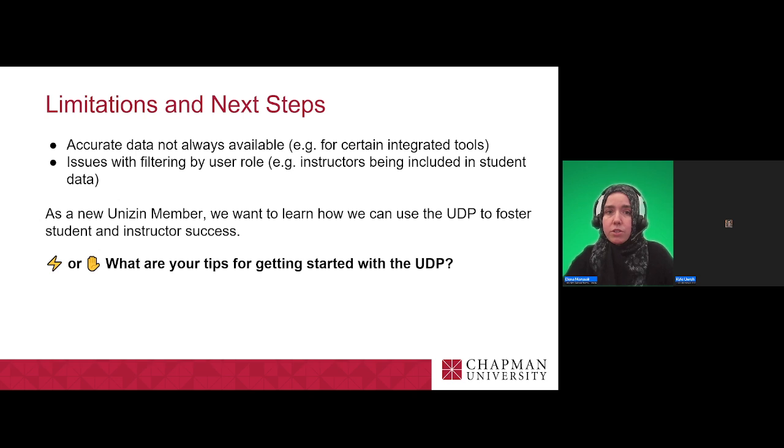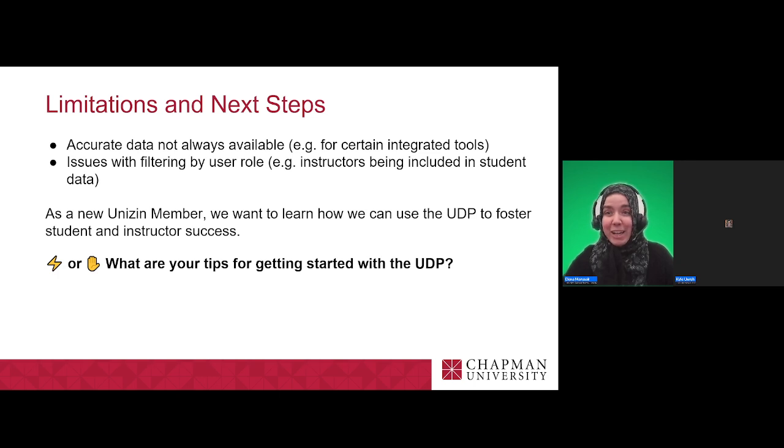We've also run into issues with filtering by user role. So we saw earlier when we were looking at the mobile app reporting template, you can filter by role, student, instructor, etc. And we've had issues with instructors being included in student data. And the reason is that we have training courses in Canvas where instructors are enrolled with a student role. And so Impact sometimes sees them as students and mixes them in with the student data. So that's been a limitation that we've encountered.